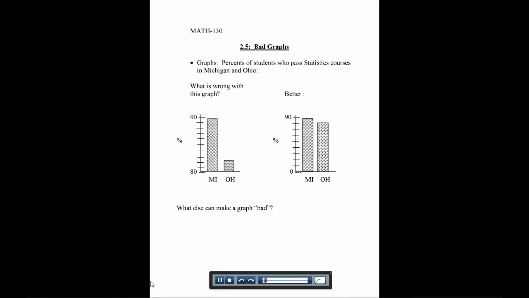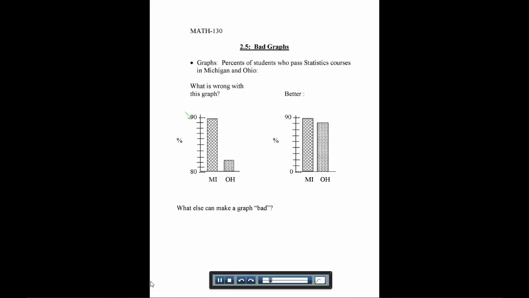In this section, section 2.5, we're going to talk about just a few things that can make graphs bad. First we're going to take a look at this first graph. Both graphs here are looking at the percent of students in Michigan versus Ohio who pass a statistics course.